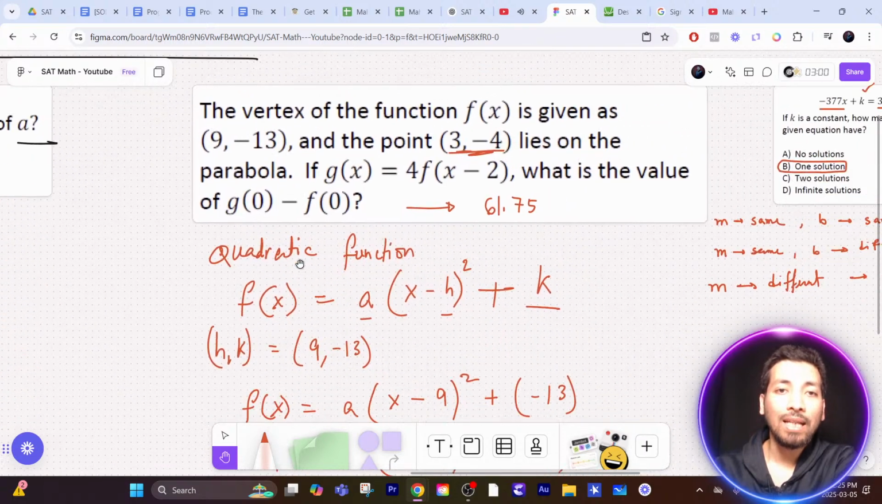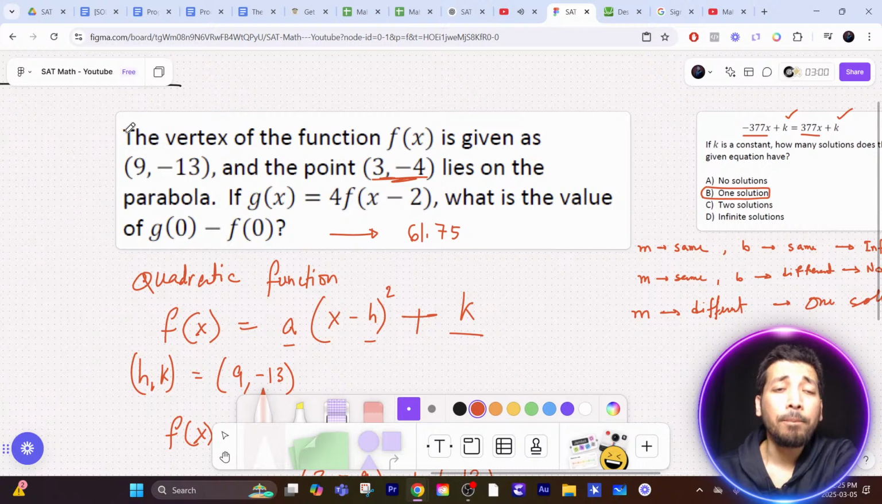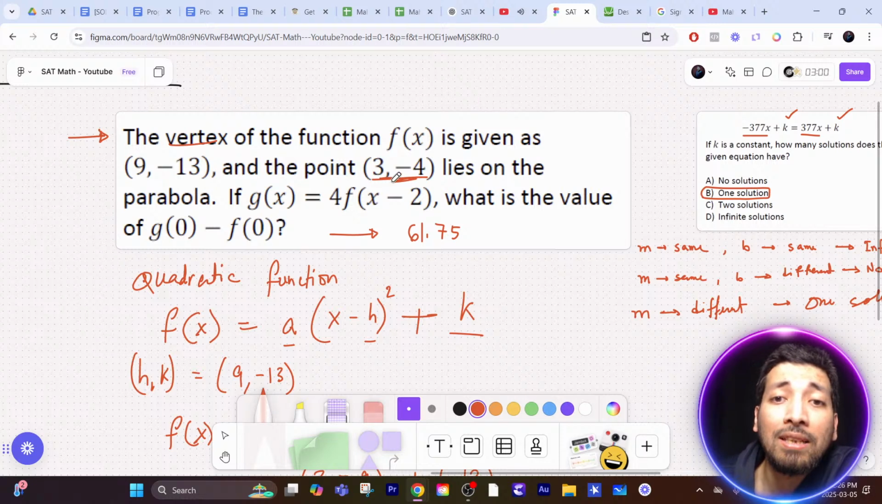Now let's look at the second problem over here. So we have a problem involving functions. Now the trick here is that you need to understand that we are dealing with the vertex, so we have to get the vertex form. The vertex of the function f of x is given as 9, negative 13, and the point 3, negative 4 lies on the parabola. So if g of x is equal to 4 times f of x minus 2, what is the value of g of 0 minus f of 0?